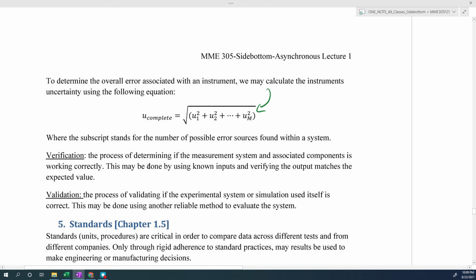That finishes this video, and we'll talk about different measurement standards in the next one.